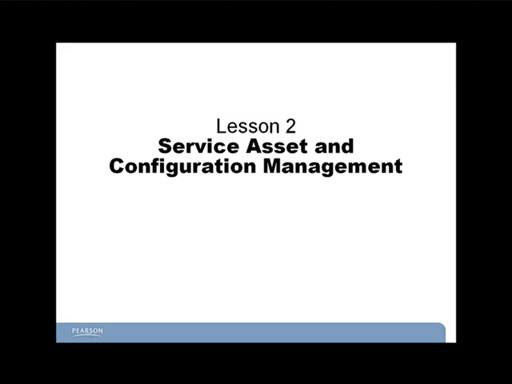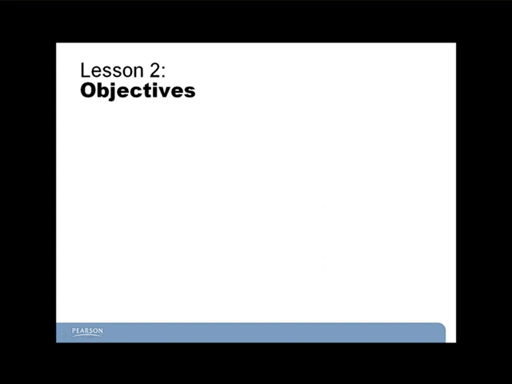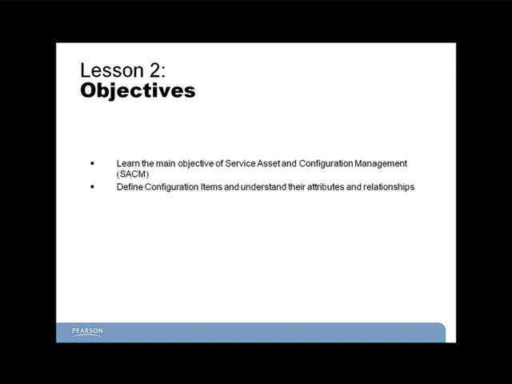Lesson 2 describes the service transition process called Service Asset and Configuration Management. The SACM process has 6 objectives. First, we'll talk about the main objective of the Service Asset and Configuration Management process. Next, we'll introduce the term configuration item and we'll learn how it fits into SACM.